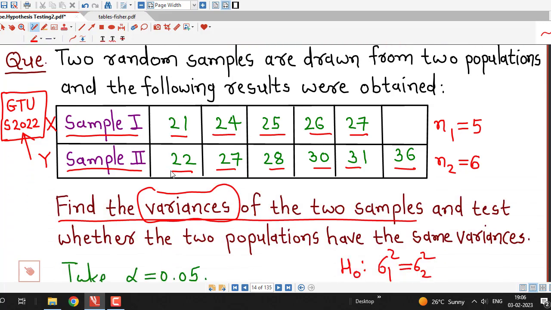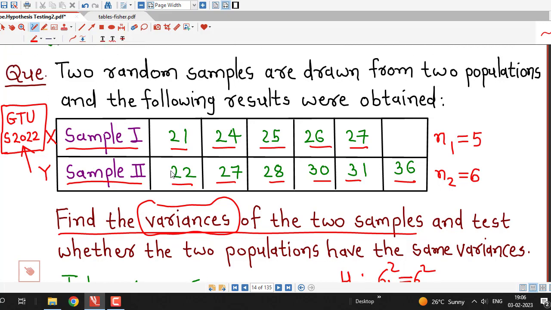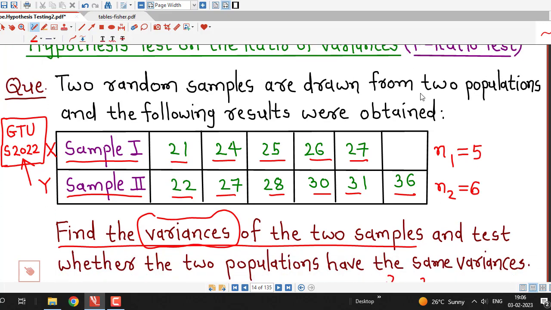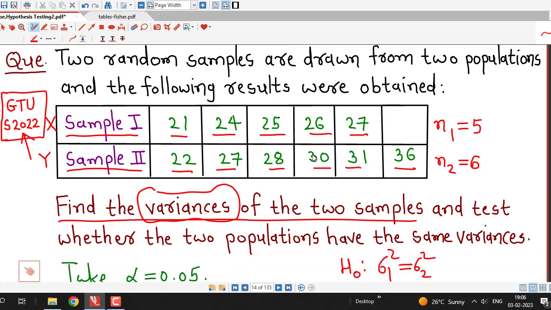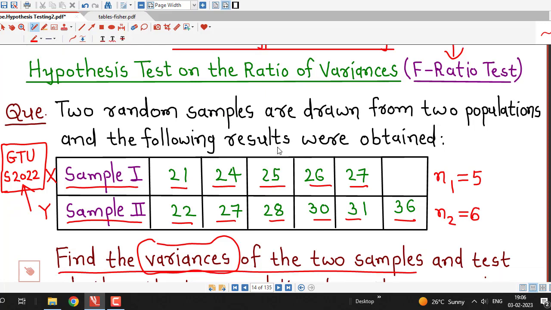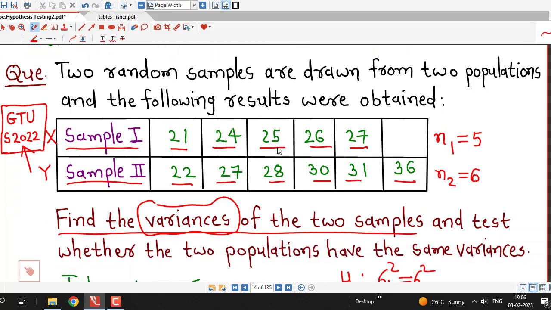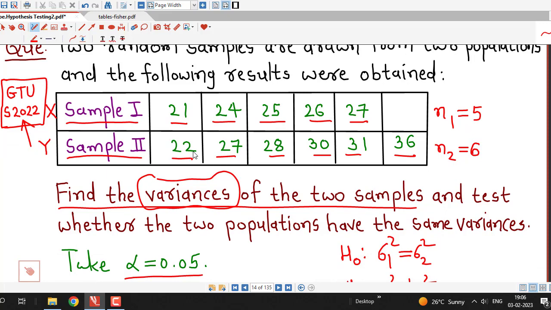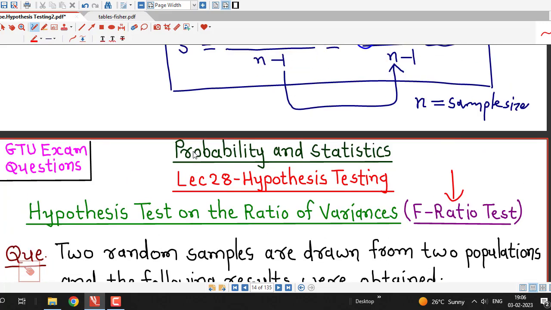So here no condition is given. They should specify that two populations are normal and they are independent also. But if they don't specify, we will assume that both the populations are normal and independent, or we can say that two samples are independent. So if those two conditions are not given in the question, you should assume those two conditions, and then only you will be able to apply F ratio test.